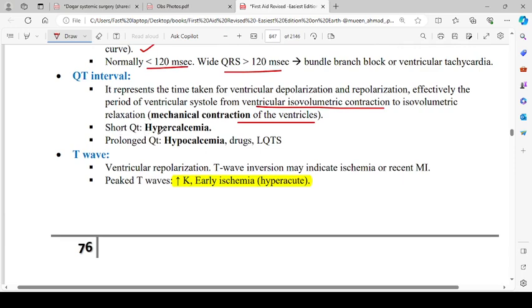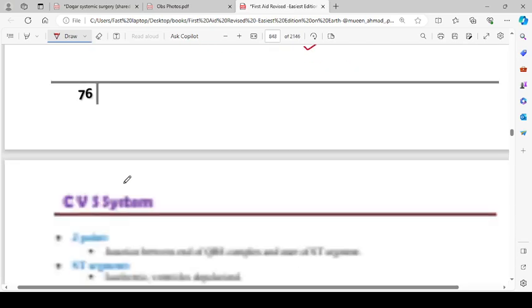The QT interval is shortened in hypercalcemia, and it is prolonged in hypocalcemia, drugs, and long QT syndrome. We'll talk about them later on. The T waves, ventricular depolarization: T wave inversion may indicate ischemia or recent myocardial infarction. Peaked T waves are seen in early ischemia, hyperacute, and also in hyperkalemia.